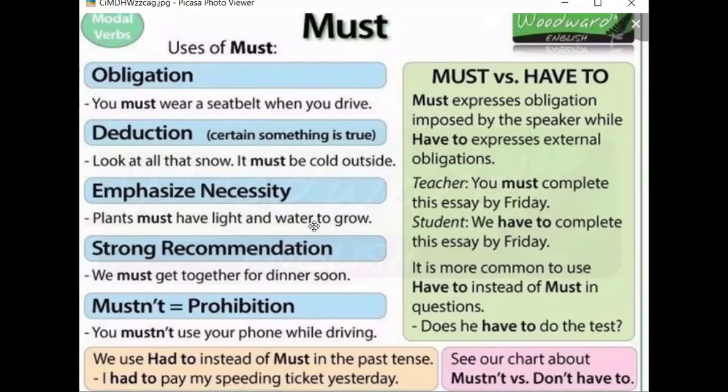Now give me some sentences using must. Tell me some sentences. Who would like to tell me? Use any of the usages that we have discussed, two or three sentences. Who would like to tell? Muzammil, do you have any sentences using must? Can you give us any sentence emphasizing necessity?